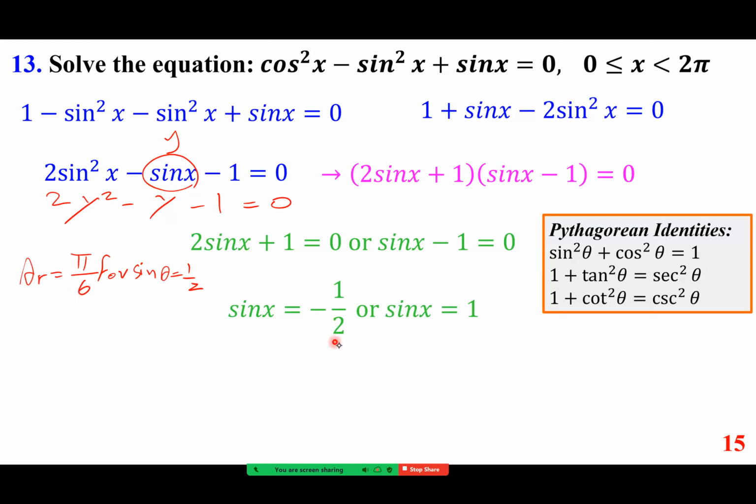For negative 1 half, sine is negative in the third and fourth quadrants. So add pi over 6 to pi, you get 7 pi over 6. Subtracted from 2 pi, you get 11 pi over 6. Again, just so you know how you arrive at the answer.